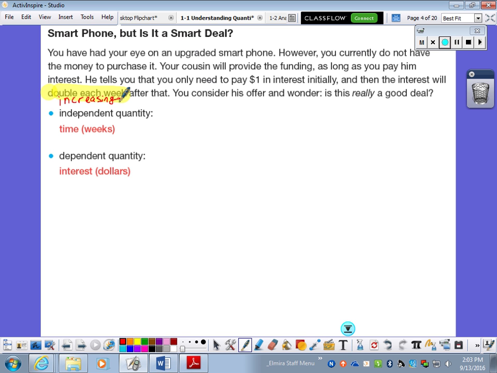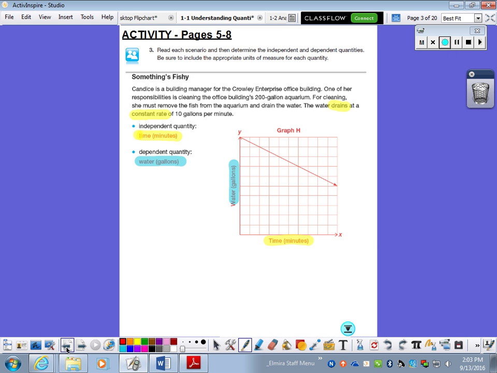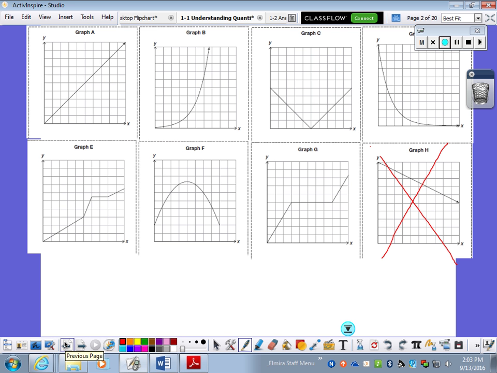Now, it's not going up at a constant rate because the first week it's $1. The next week it's $2. The next week after that is $4. The next week after that is $8. So every week, it's more and more. It is not increasing the same amount. We're not counting by 2s. We're not counting by 4s. Every week is more and more. So this graph will not be a straight line. So we're going to look for a graph that goes up, but not a straight line.